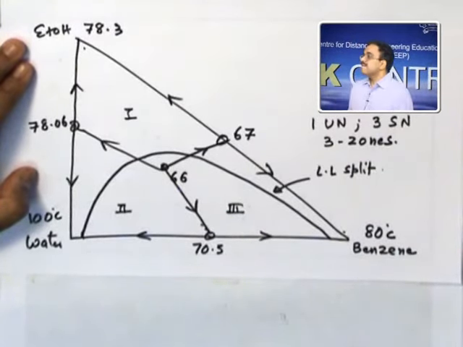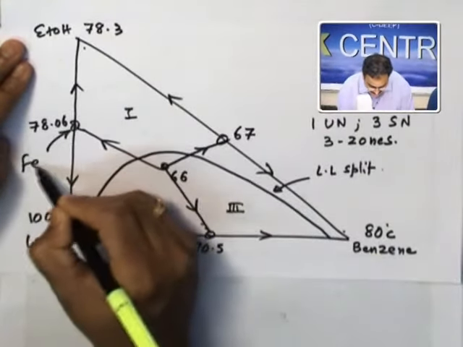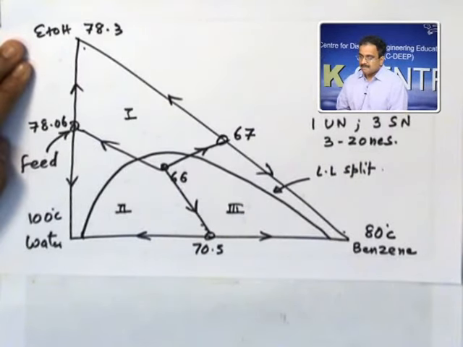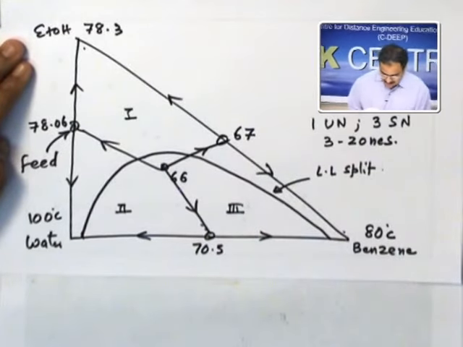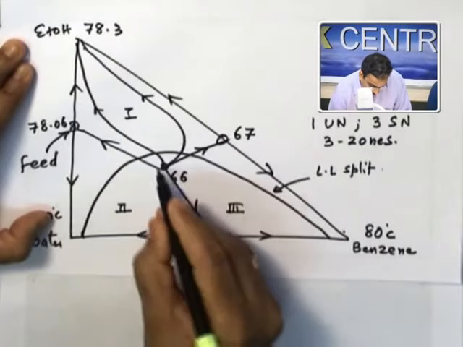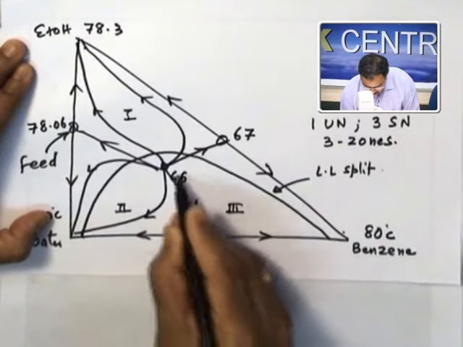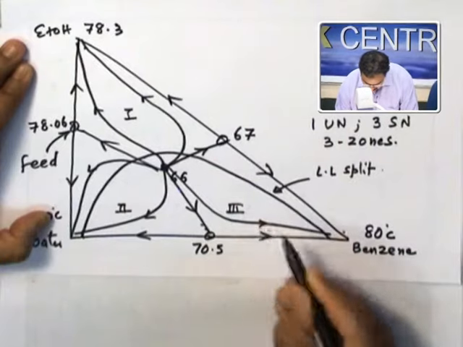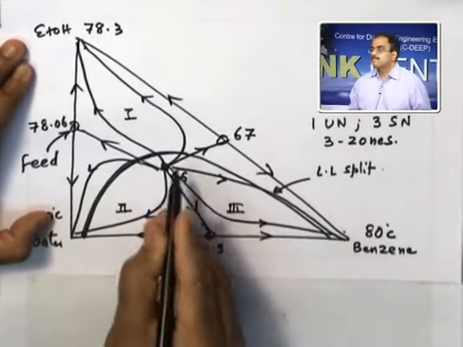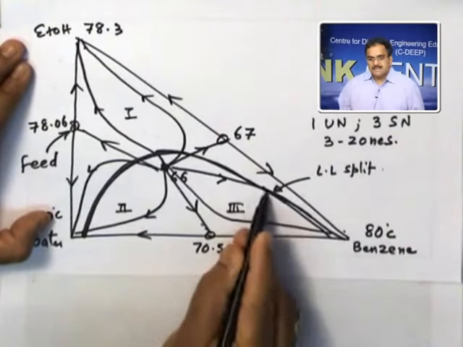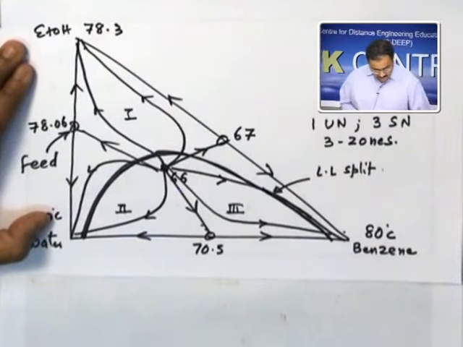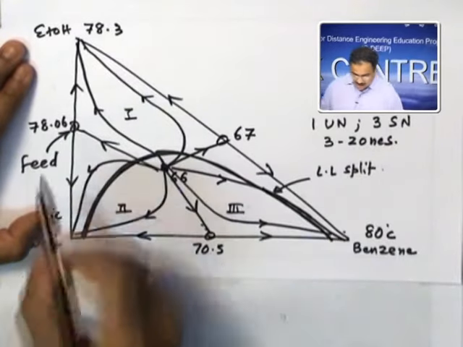Now I need to use this RCM to break this azeotrope. This is my feed, the ethanol-water azeotrope. Can I draw the residue curves now? I will just follow this arrow, you go to this point, then here, here. I am ignoring the presence of the liquid-liquid split. So this is my RCM. Now, before I go for a sequence, see, I have this as a feed.